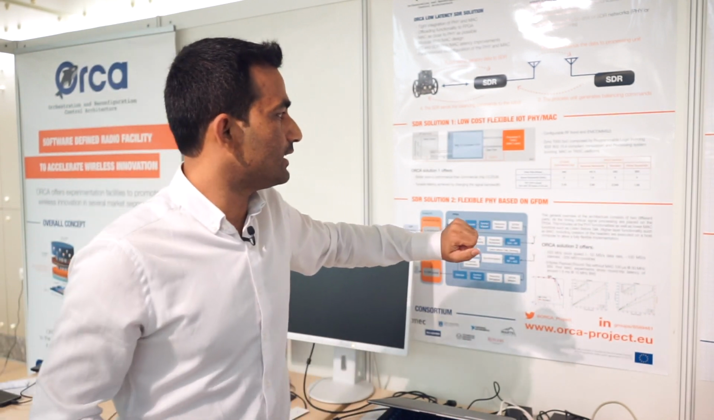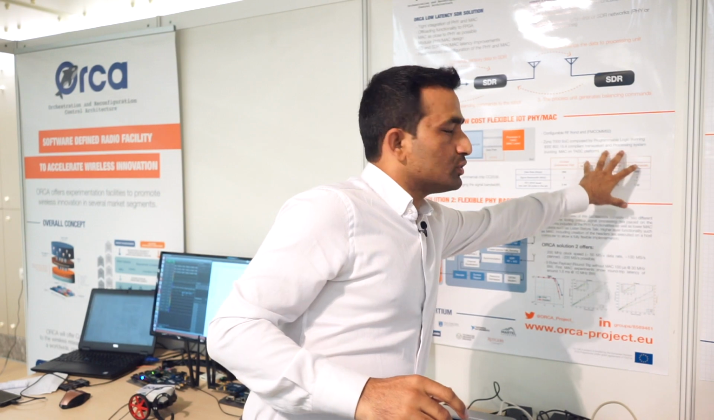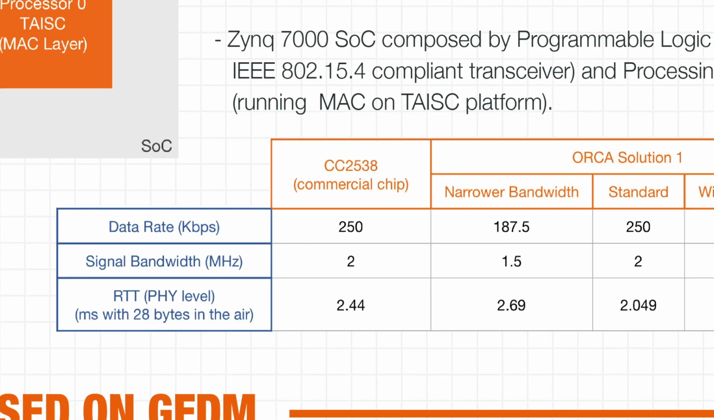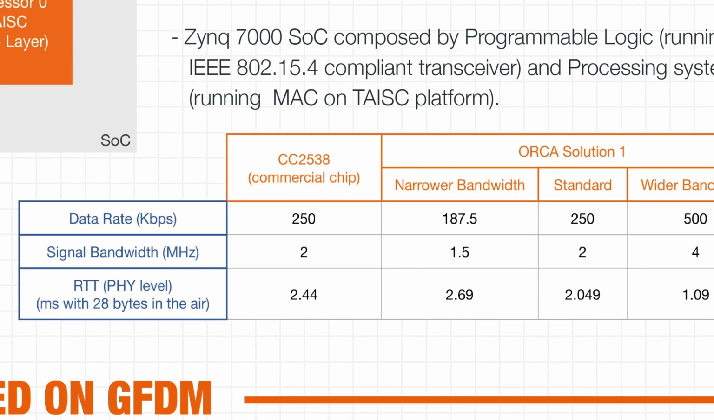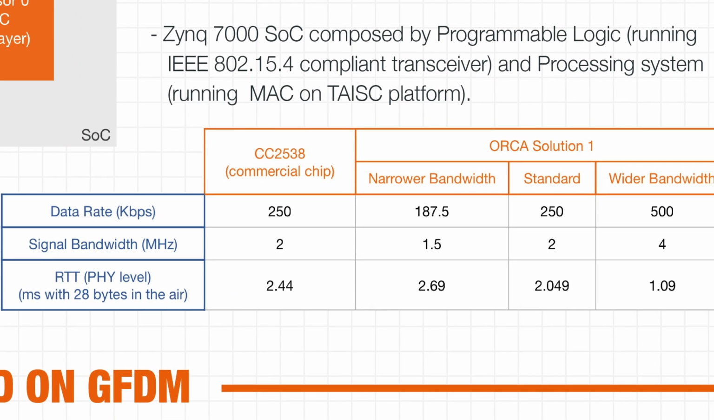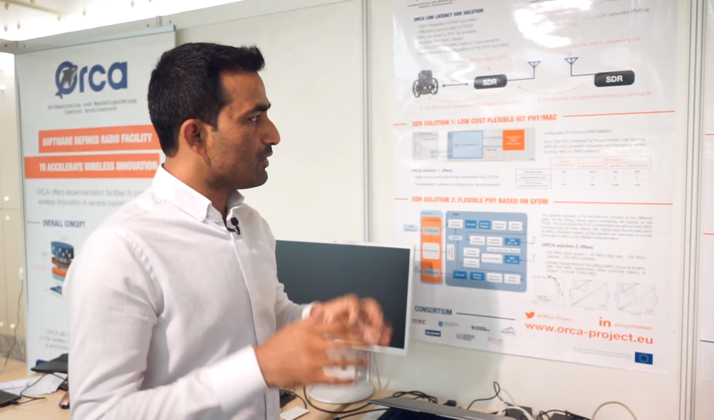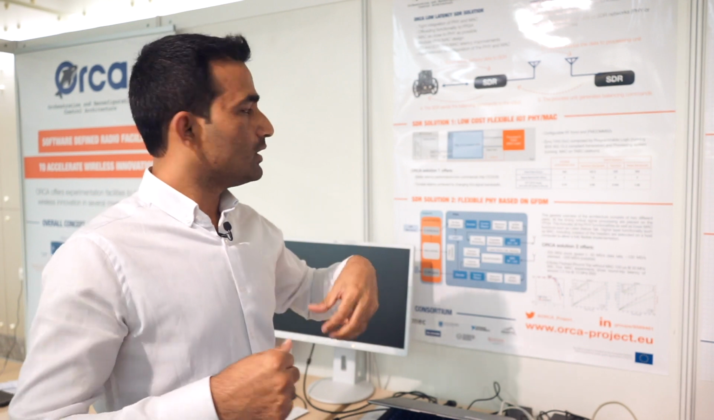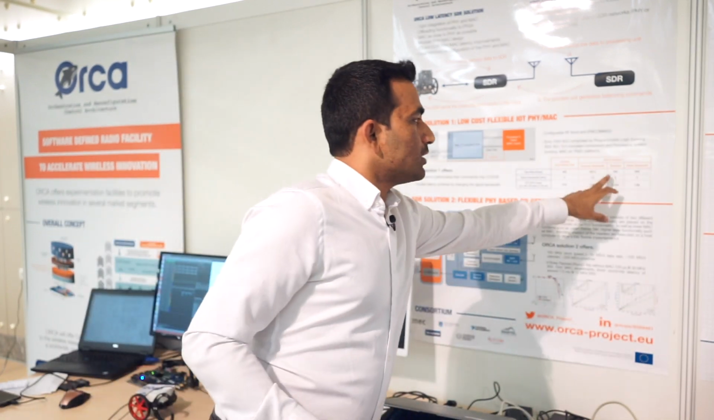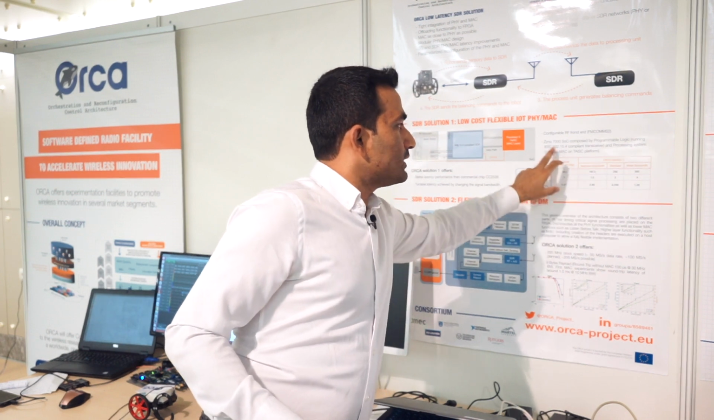Next, we have a very low latency solution, and it is also highly configurable because it is SDR based. So these are our solution results, and this is a commercial chip. This commercial chip is also 802.15.4 standard based. In order to have a fair comparison, we compared our results with the standard chip. Our solution is backward compatible, so it can operate in a standard mode as well as in some advanced modes. In standard mode, we compared our results with the commercial chip.